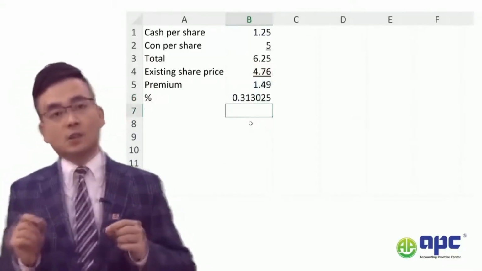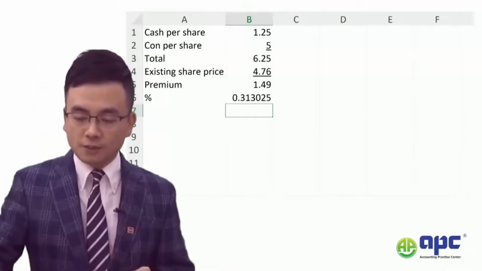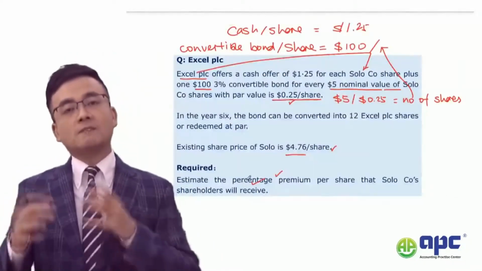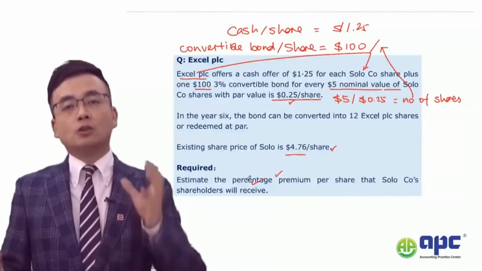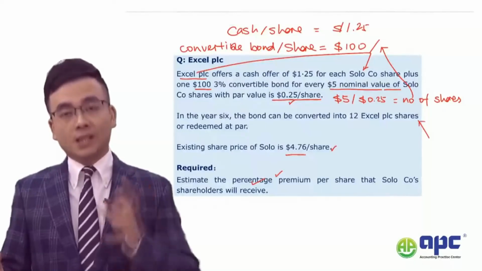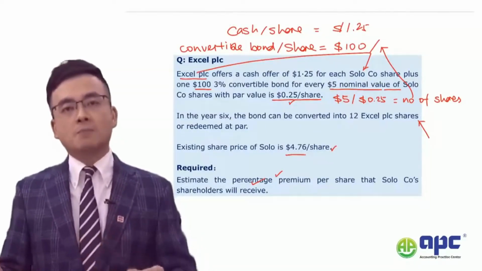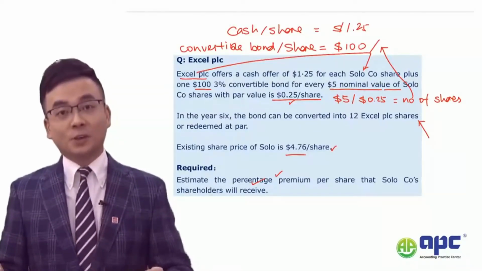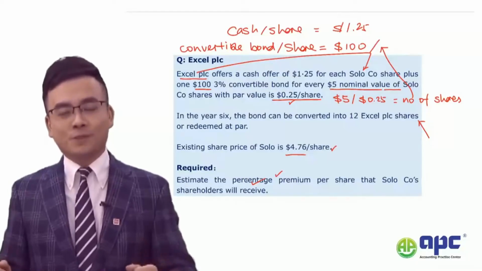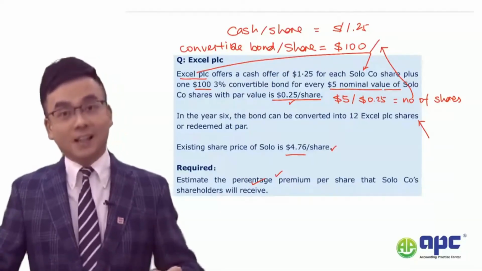However, in this question, I also gave you how many shares the convertible bond can be converted into. But you should ignore that when we come to the payment method calculation. So don't let that fool you. Right, and that's how we do it.